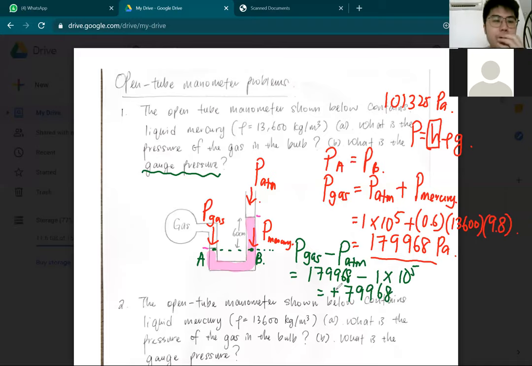Now this is positive. Sometimes you will see gauge pressure is positive and negative. In this case, it is positive because the pressure of the gas is higher than the pressure of the atmosphere. If the pressure of the gas is lower than the atmospheric pressure, then you get a negative. So remember that gauge pressure is the difference between the pressure of gas and the atmospheric pressure. You always take the gas minus atm. This is the formula. If it is lower than the atmospheric pressure, of course you would get a negative, and the answer should come with the negative. You have to write the negative in.